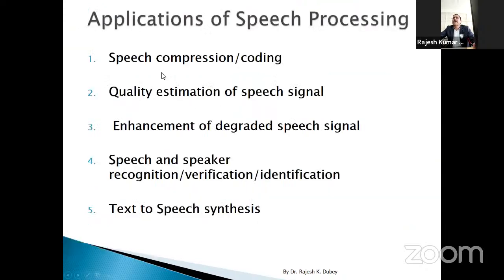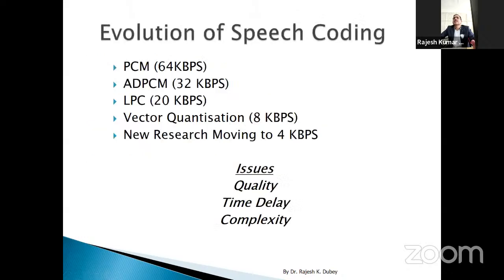Now the applications. For speech compression and coding, as discussed, we have to focus on the voiced part. Similarly, if quality is degraded, we can enhance it, and we can do recognition of speech and speaker. Every point is itself a topic for a webinar, but in short we'll go through them in brief, just to have an idea.